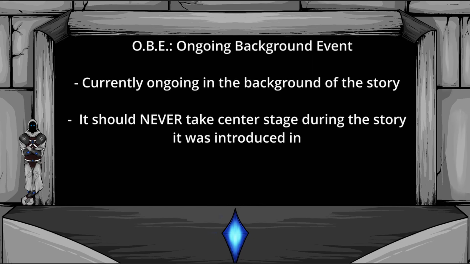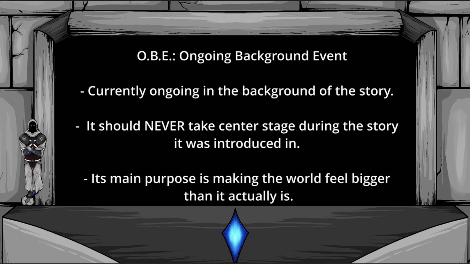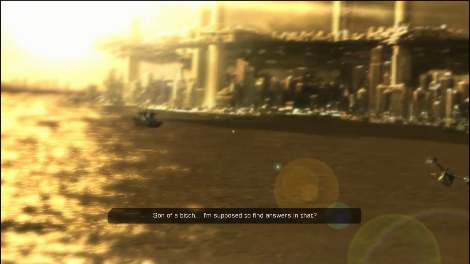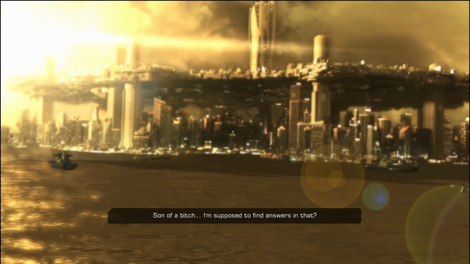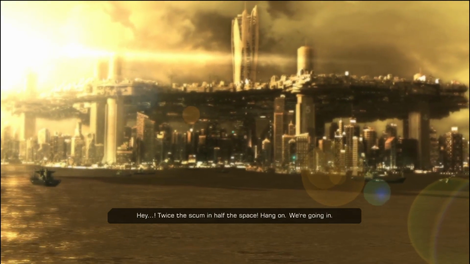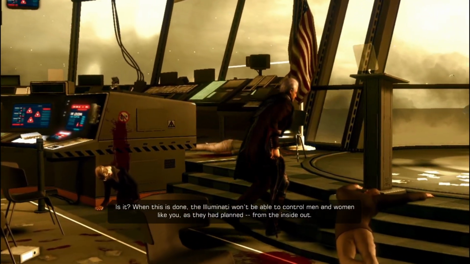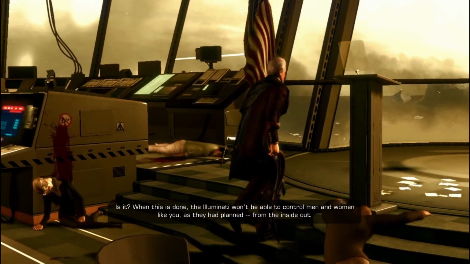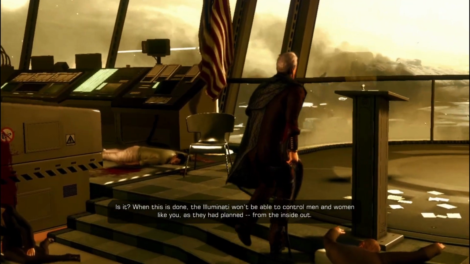It is characterized by the fact that it can never take center stage during the course of a given story. Its main purpose is to expand your world in the eyes of your audience by making them feel like the story they are currently involved in is but one of many. The best way to use an OBE is to have the denizens of your world refer to it throughout the story, pointing out the effects it has on the world.